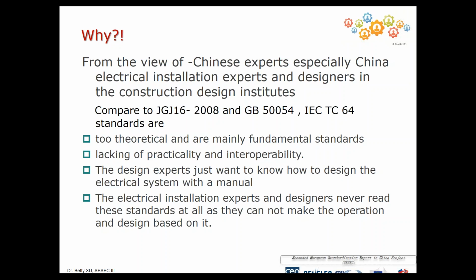Basically, the design experts from civil building institutes do not know much about the electrical and electronic rules. They just want to know how to design the electrical systems, and they want to reference a manual. JGJ 16 is such a manual. So the electrical installation designers never read the standards of IEC TC64. They just find the manual JGJ 16, then check with other standards like GB 50054, and make their design based on that.